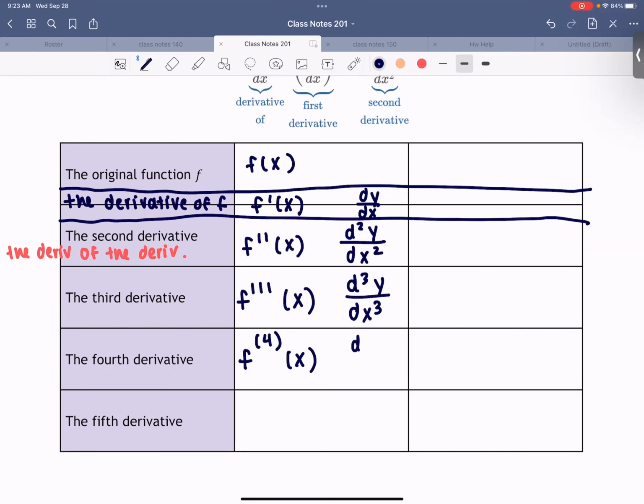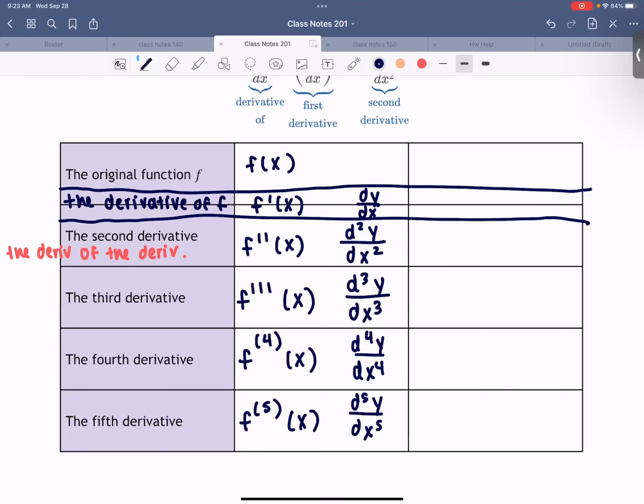Another way to write this is d4y dx4. And the fifth derivative goes the same way as the fourth derivative. So we'll call this f to the fifth of x, d5y over dx to the fifth.